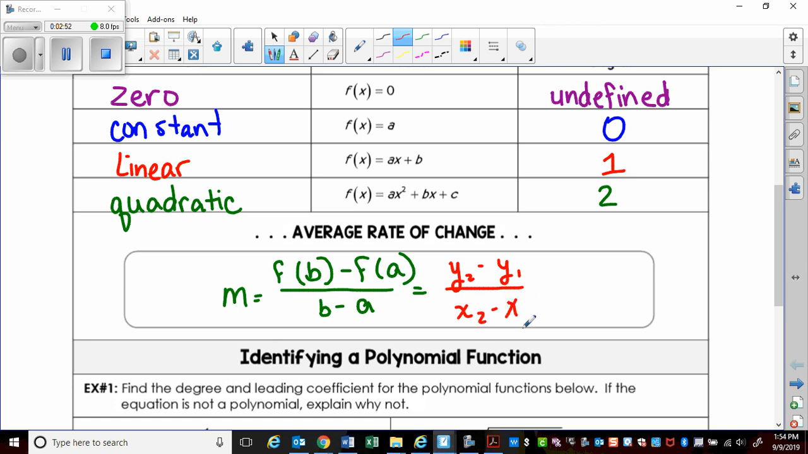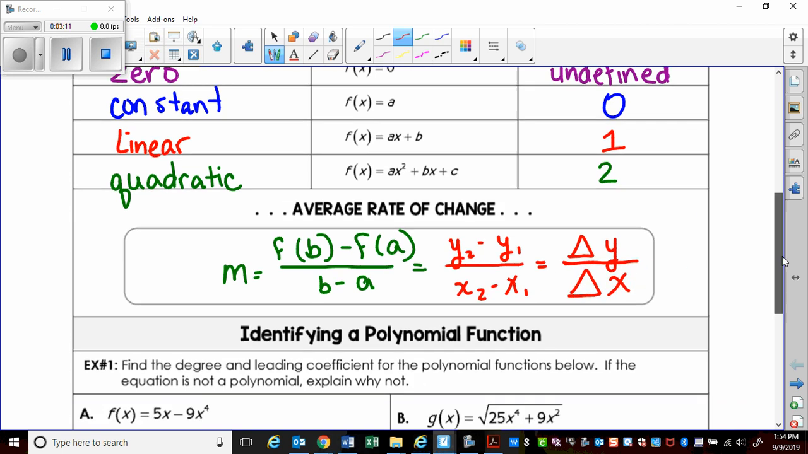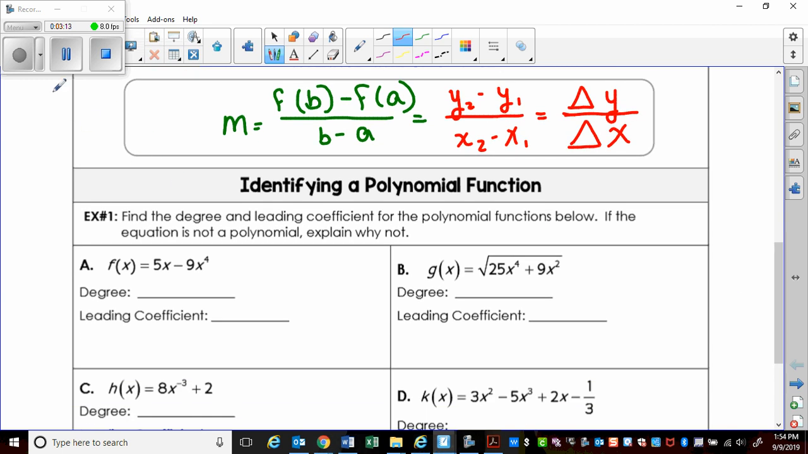Remember, it is rise over run, and the rise, the change in y values, have to go first. The change in y's can be written as this, delta y, y minus y. The change in x's can be written like this, x minus x, delta x. The triangle is delta.